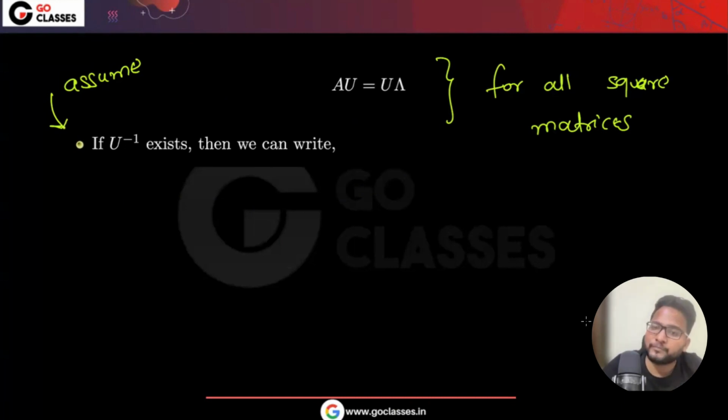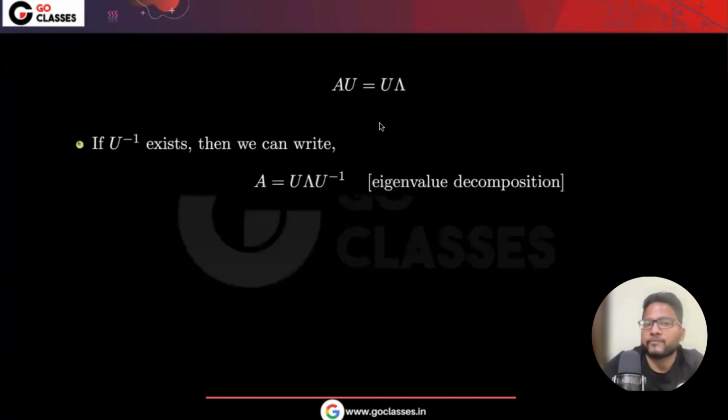Eigenvectors are linearly dependent or independent? Linearly independent. Yes. So this is my first assumption. If that happens, if U inverse exists, then I can write A equal to this. So for any matrix A, if the eigenvectors are linearly independent, then this happens. Is this okay?